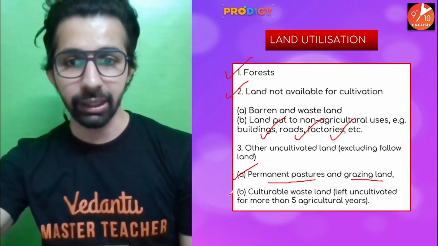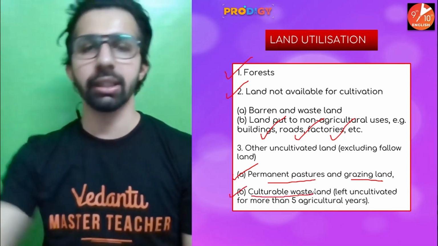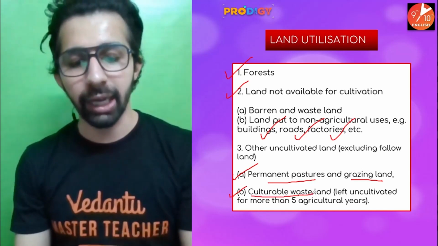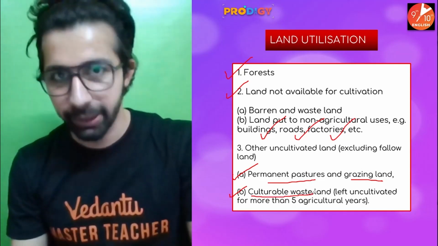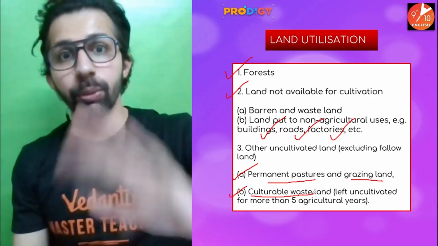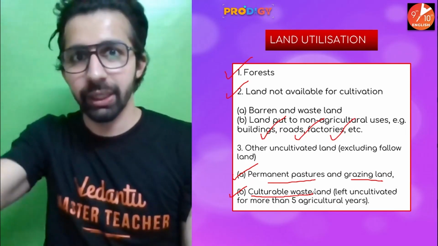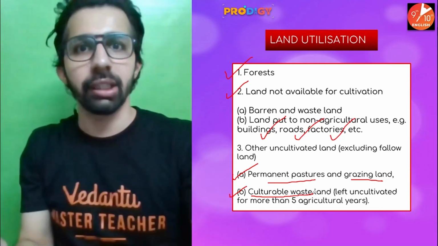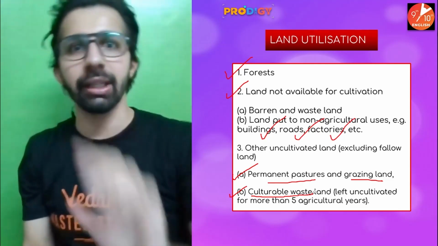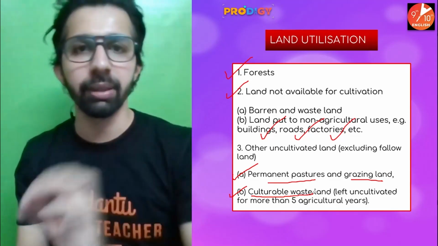Land under culturable wasteland. Now, what is culturable wasteland? Guys, culturable wasteland means the land which can be cultivated, but this land is not under cultivation for more than 5 years. From the last more than 5 years, the land is not under cultivation, but it can be put under cultivation. So that type of land is known as culturable wasteland.